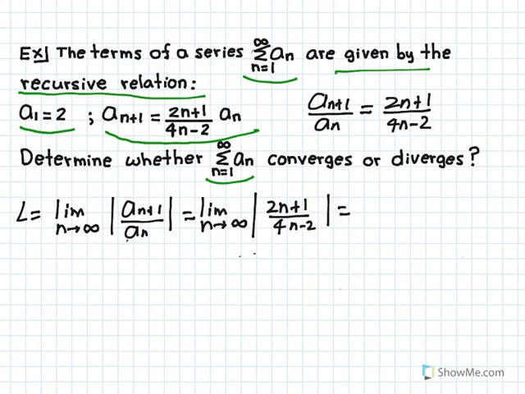And we don't need the absolute value because all the terms are positive. 2n plus 1 is positive, 4n minus 2 is also positive. So this is equal to the limit as n approaches infinity of 2n plus 1 divided by 4n minus 2. Dividing by the dominant term in the denominator and taking the limit, this limit will be equal to 2 over 4, which is 1/2.